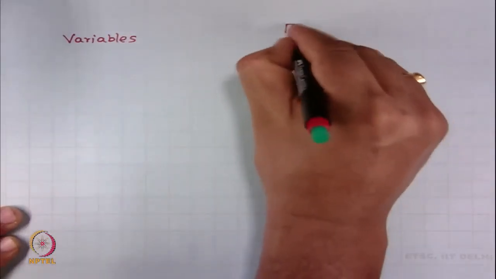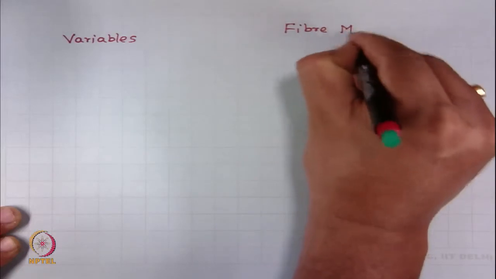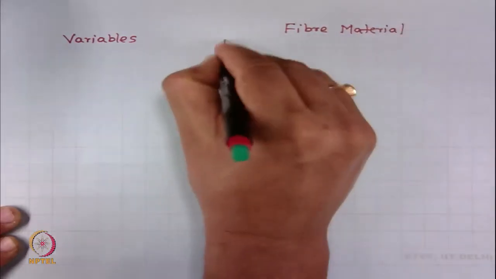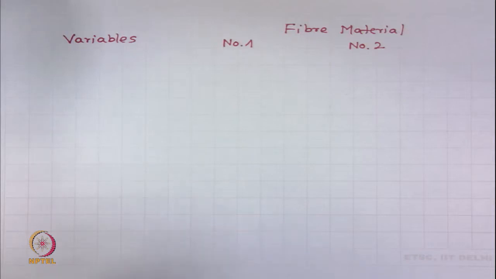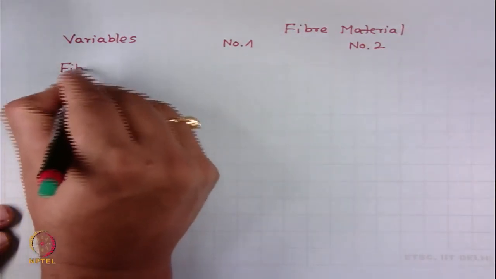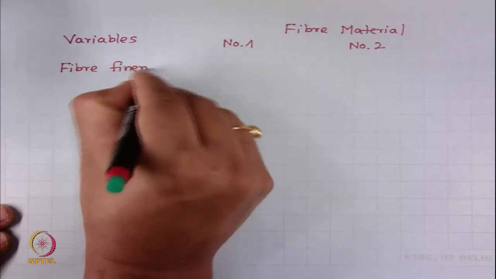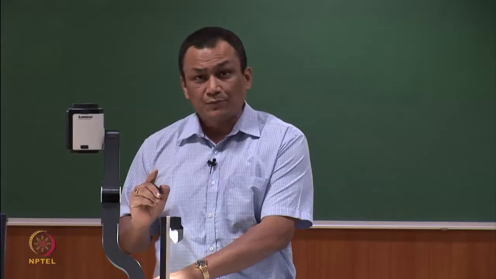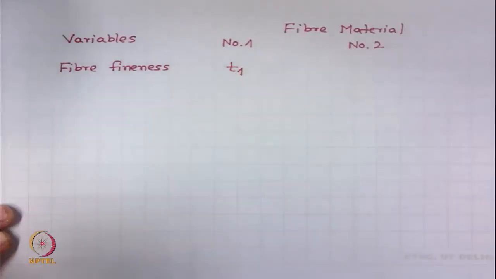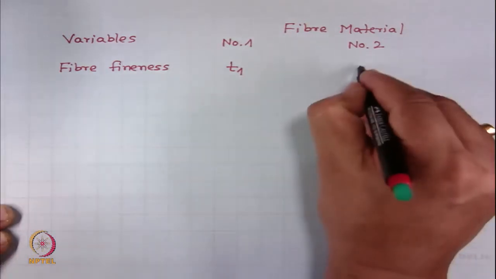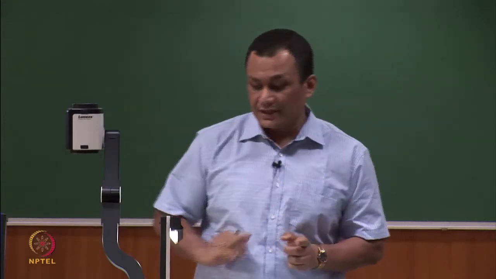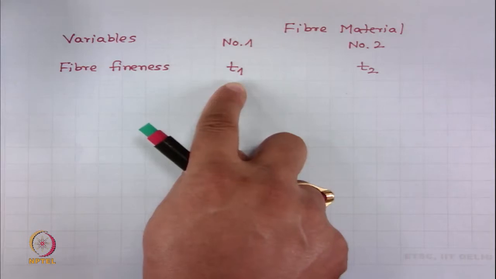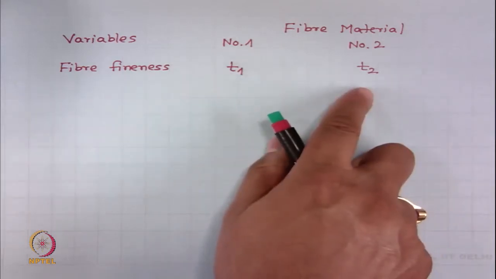Variables: fiber material or fiber, one type number 1, second type number 2. First, about fiber fineness. For type 1, we will denote it by T subscript 1. For type 2, we will denote it T2. As an example, if a fiber bundle consists of cotton and polyester fibers, then T1 may denote the fineness of cotton fiber, and T2 may denote the fineness of polyester fiber.